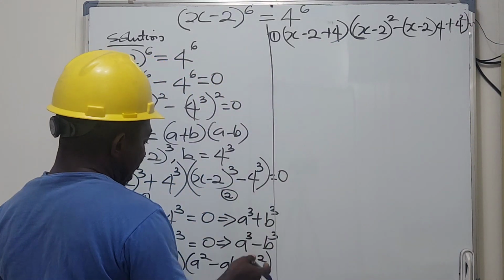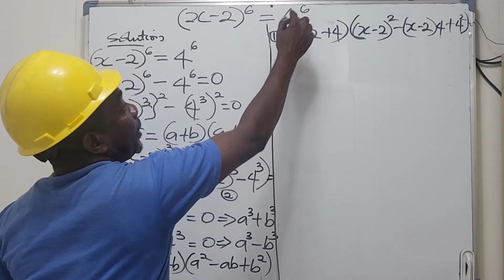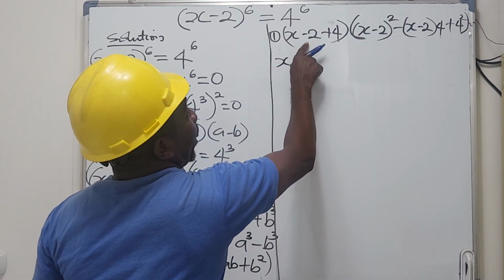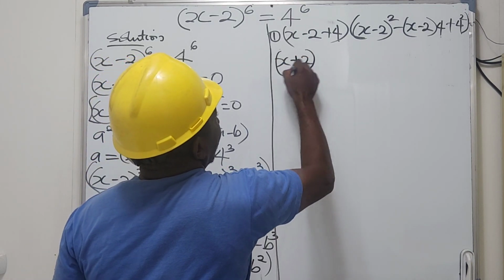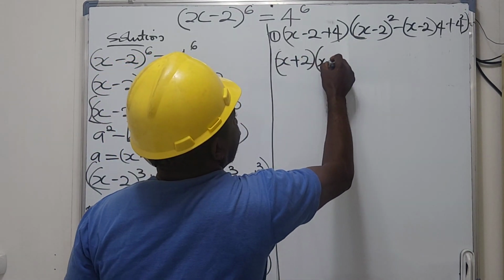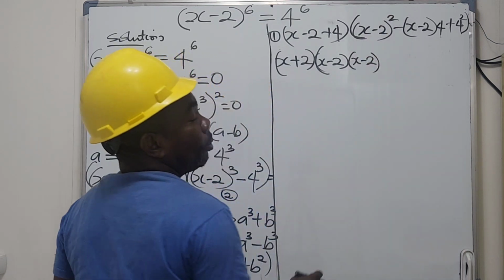So that is what we have, the solution of the addition of 2 cubes. This is the same thing as having x, we have here minus 2 plus 4 will become plus 2. Into, we have here (x minus 2) into (x minus 2), because it's to the power of 2.